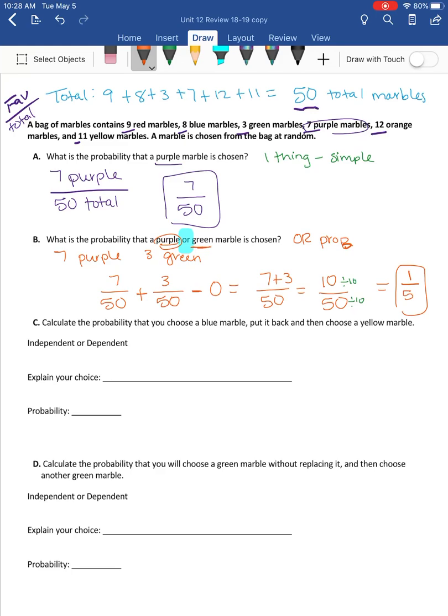So that's or probability. It's really simple. Or probability literally has the word or in there, and you account for that overlap. In this case we didn't have any overlap, but you account for that overlap.